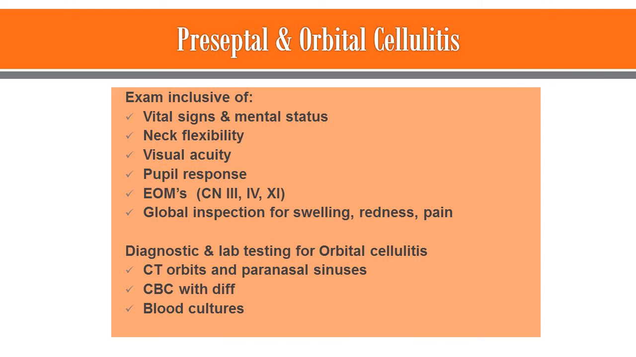When doing your physical examination of this patient, you really need to be doing a thorough examination and looking at vital signs, looking at their mental status, because mental status change could be worrisome if they have some type of underlying, maybe meningitis. They may have some neck stiffness, so that could be significant if they are getting a meningitis or sepsis. Visual acuity, wanting to look at their vision, color, pupillary response, extraocular movements, to look at 3, 4, and 11 of the cranial nerves and inspecting the global area for swelling, redness, and pain.